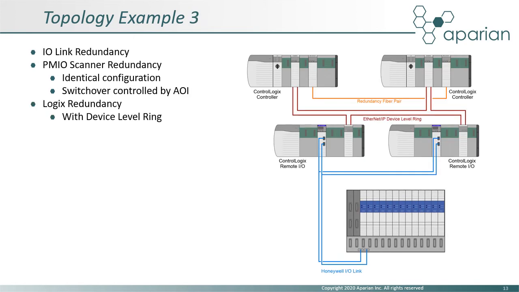The last example shows all three levels of redundancy. In addition to the I/O link media redundancy, two PMIO scanners are added in a redundant active standby configuration. The switchover between the active and standby is triggered by the supplied Logix add-on instruction should one of the scanners or a chassis become disconnected. This topology also includes a redundant ControlLogix configuration.